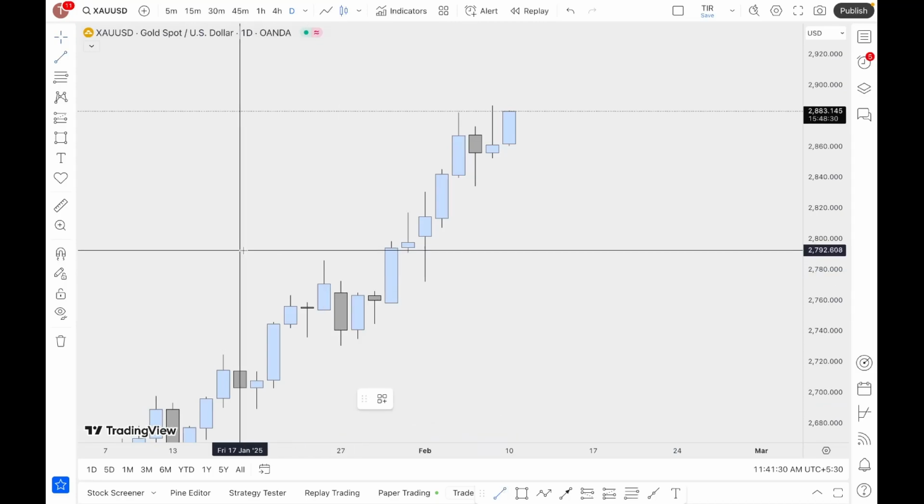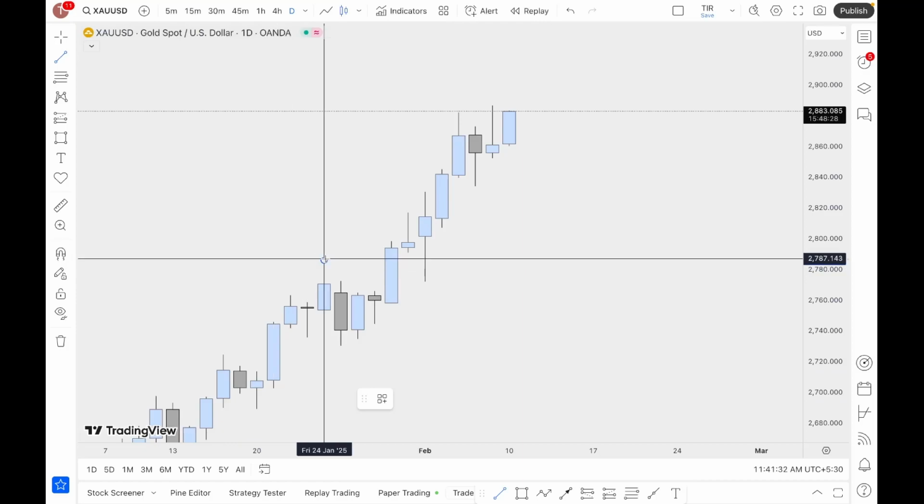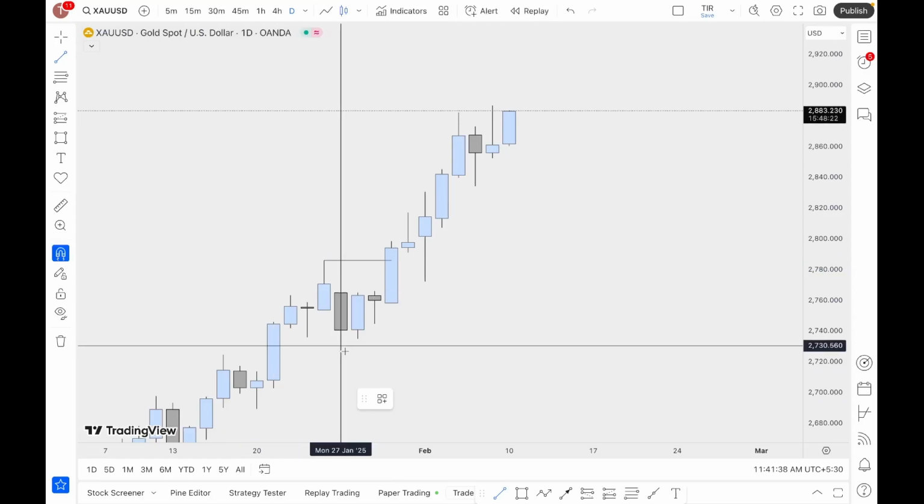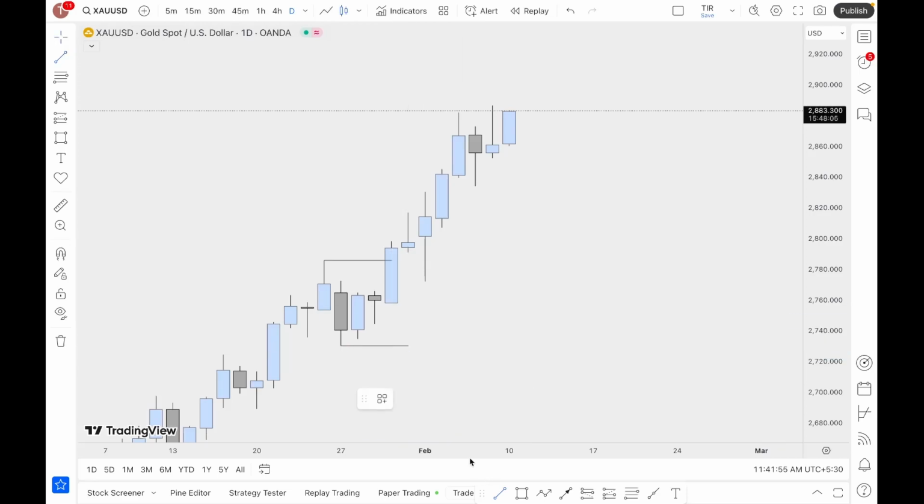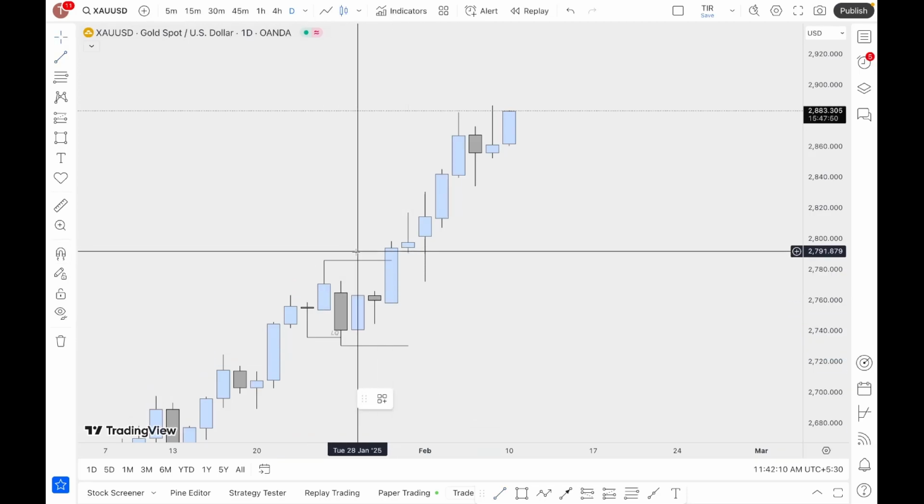Here I will mark the swing high. This is our swing high, right? This is our swing low, right? So previously this was our liquidity grab. So this is our market structure break.